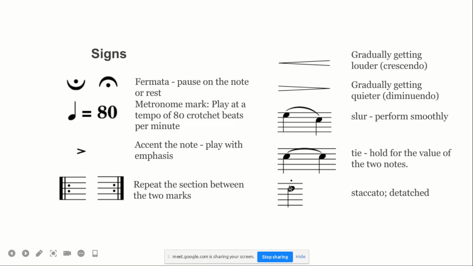And then we have this dot above a note or below the note, and it's usually on the side of the note head. This is what we call a staccato. This is the sign for the term staccato, and it means detached. Any question up to there?